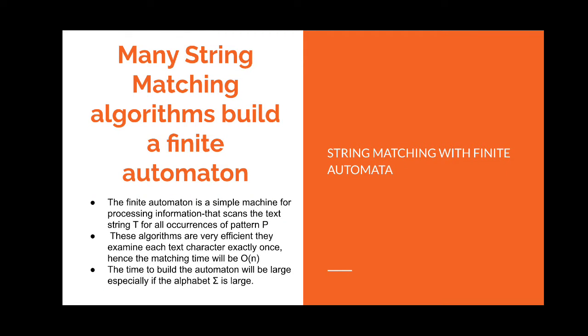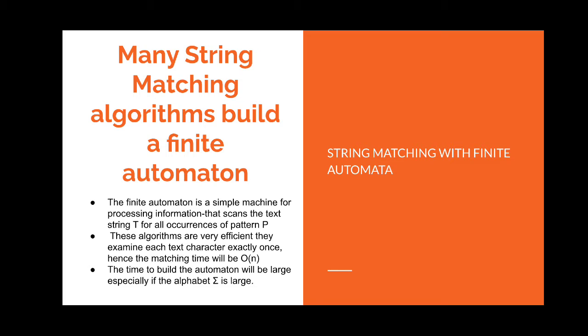Dear students, in the last video we discussed two string matching algorithms, the naive string matcher and the Rabin-Karp algorithm. In this video we are going to discuss the initial introductory aspects of another string matching algorithm, string matching with finite automata. Basically, a finite automaton is a simple machine for processing information, and it scans the text string T for all the occurrences of the pattern P.